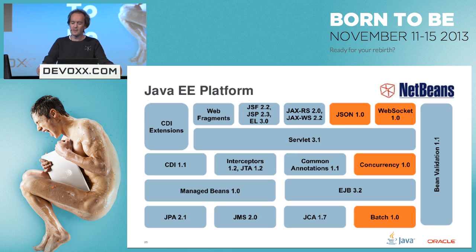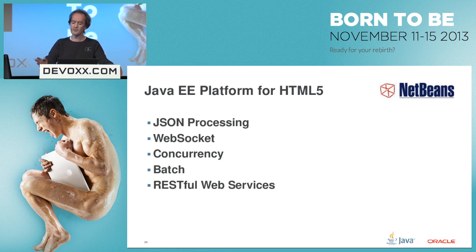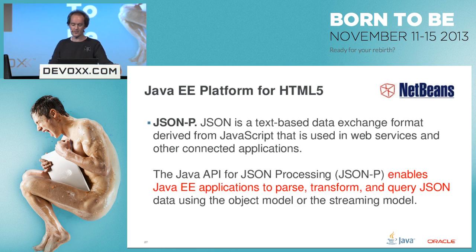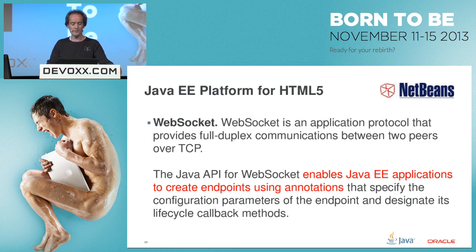Now, in the Java EE 7 specification, a range of new specifications have been added to the Java EE 7 platform to help and assist in this increasingly HTML5-centric world. So JSON, WebSocket, concurrency, batch in particular. So JSON becoming an increasingly popular way to exchange data versus XML, a new specification in the Java EE 7 platform to unpack those JSON strings in a standardized way.